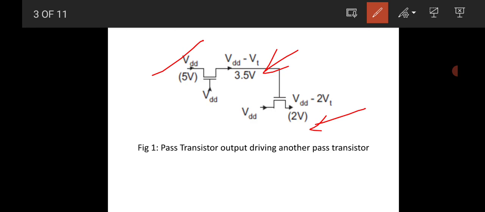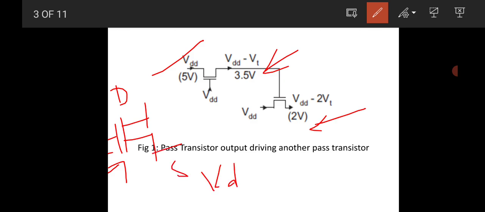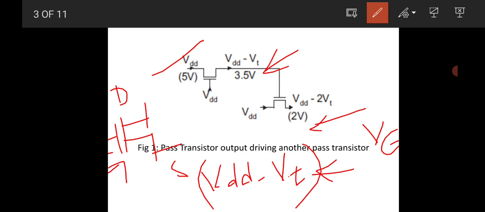One important point is that this is a pass transistor. In case the gate terminal as well as the drain terminal are both at a high level, the source voltage can reach only VDD minus VT, because if the source voltage crosses this voltage, the NMOS transistor is going to be in the off condition. Why? Because of the gate to source voltage.